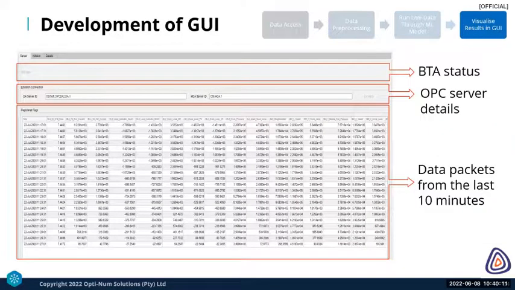Okay. So just so you have an idea of what the GUI looked like, this is one of the tabs. As you can see, we've got three different tabs here. The first panel in this tab indicates the status of our Boiler TripAdvisor application. Over here, it says success, so it's been successfully connected. Over here, we have OPC server details, and we can see it's an OSIsoft server, integrating with both the data access server and the historical data access one.